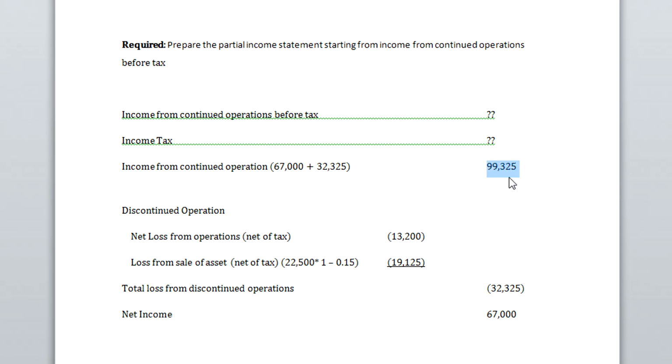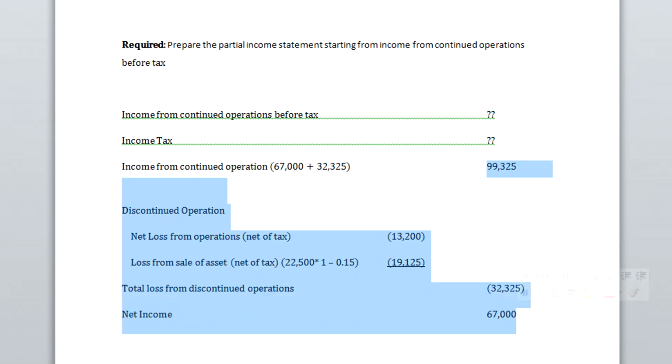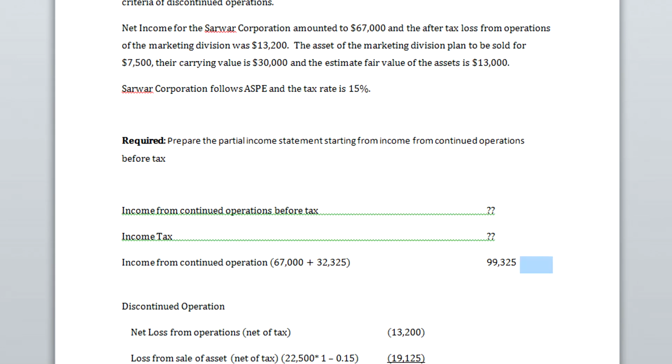Look, $99,325 subtracted by our total loss here of $32,325 gives us our net income of $67,000. Okay? So as you can see, this works. This flows. Okay? And now that we know our income from continued operations, we can solve for income tax and income from continued operation before tax.